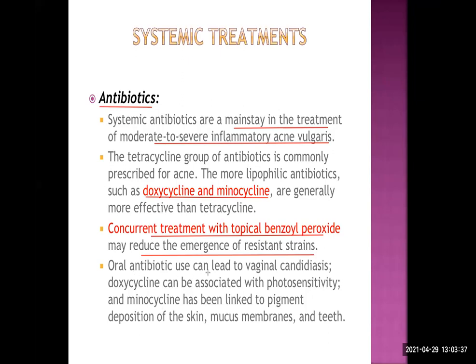Now, oral antibiotic use can lead to vaginal candidiasis. Why? What is the mechanism? Anybody? Flora will die. Exactly. Very nice. So this can kill the normal flora, so a clear-cut imbalance develops at that site. There is overgrowth of the candida, which can lead to vaginal candidiasis. Not only vaginal candidiasis, candidiasis can occur in other parts of the body also, right? In the oral cavity also.